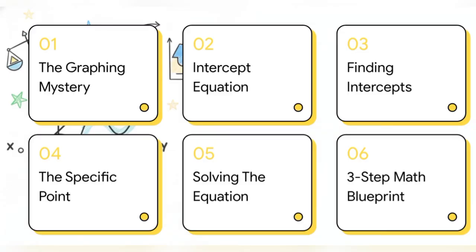So here's our agenda for today. We'll start with the graphing mystery, look at the intercept equation, track down clue 1, finding intercepts, then clue 2, the specific point. After that, we're solving the equation, and finally wrapping up with your 3-step math blueprint.